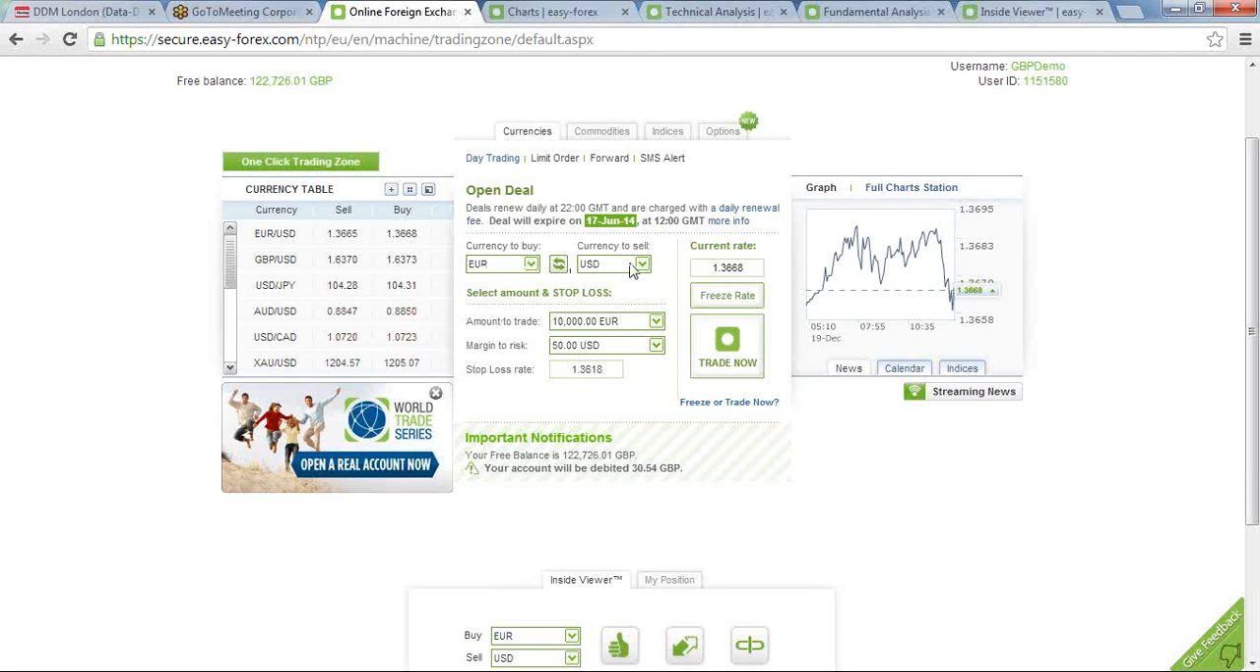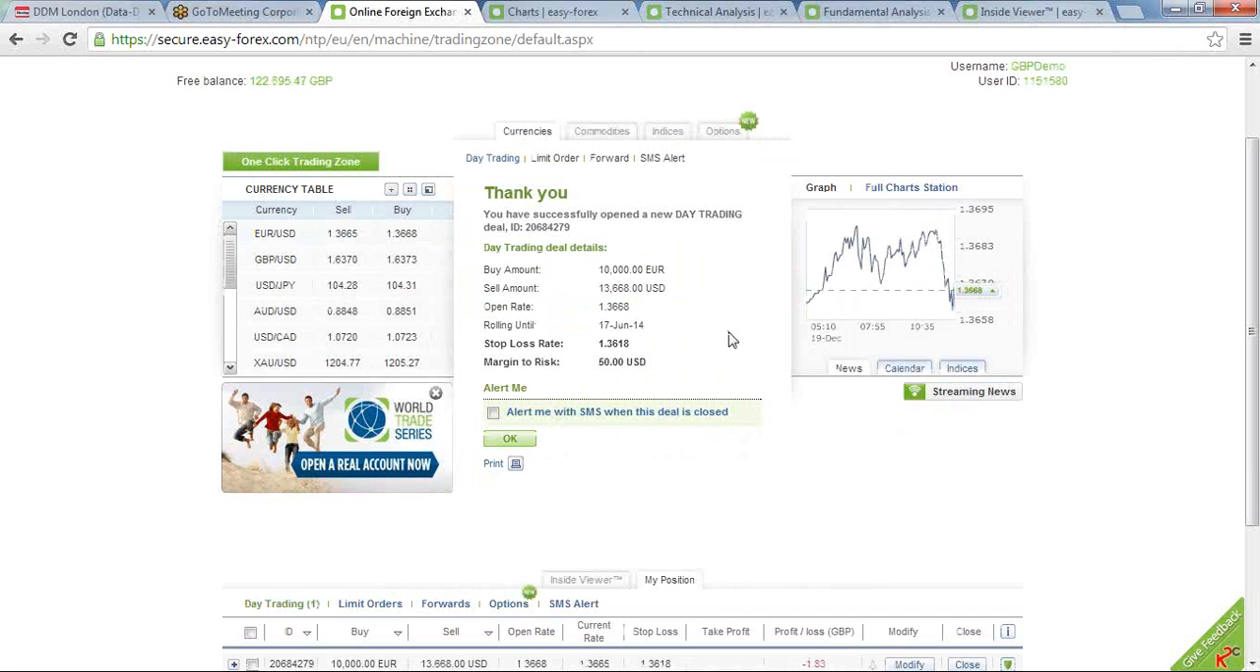So I'm happy with the direction. I'm happy with the amount to trade, 10,000 euros, about $1 per pip, and I'm happy with my margin, $50. It converts it for me down here, tells me that I'm risking £30.54 in English money, because my account's in GBP. If I'm happy with that, I'm then going to press trade now and execute the trade. As you can see, it's very swift. It tells me what I bought, 10,000 euros.